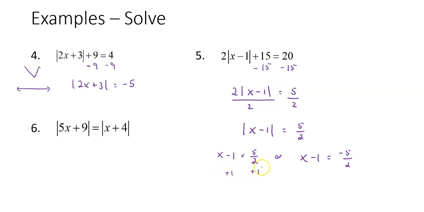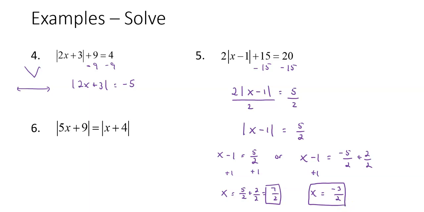When I add a 1 to the right-hand side, I'm going to add that 1 as 2 halves, so that I have 5 halves plus 2 halves, right? 1 is the same thing as 2 halves. So I get 7 halves. Over here, if I add a 1 to both sides, again, let's add a 2 halves as my 1. 2 minus 5 is negative 3. So negative 3 halves is my other one.